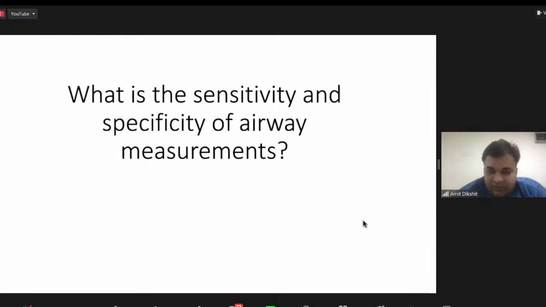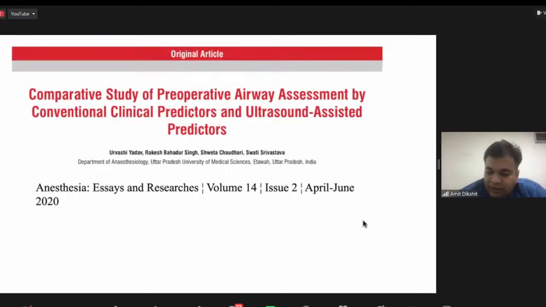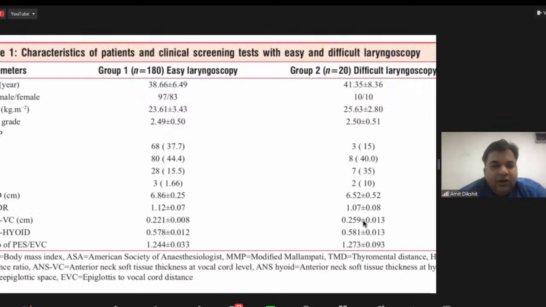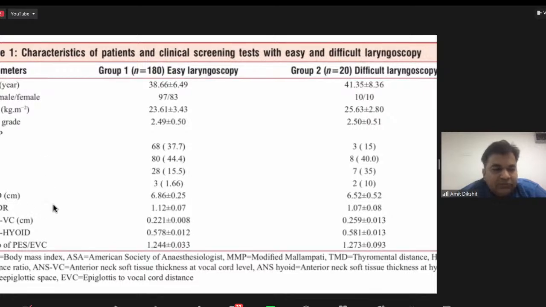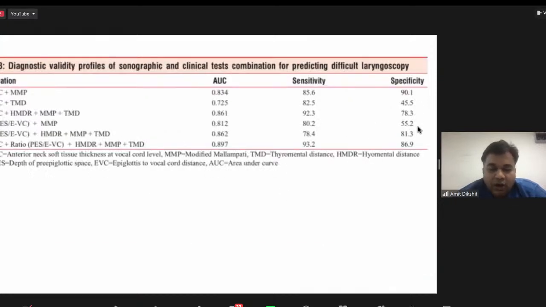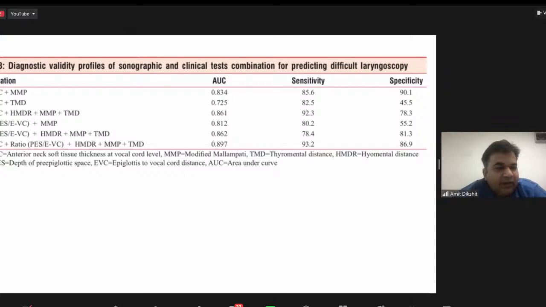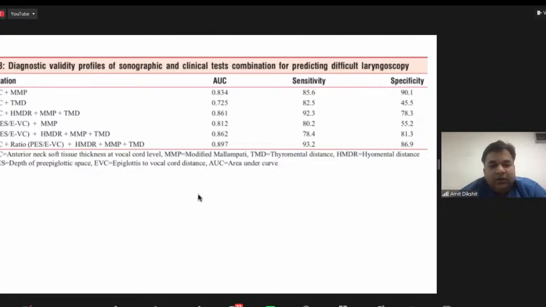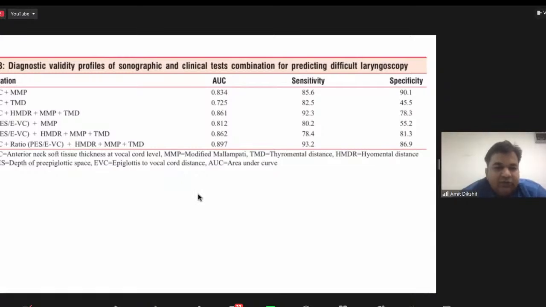So what are the sensitivity, specificity, measurements? This was another article in 2020. And I was just re-emphasizing this point that all these ultrasound parameters should be used in combination with Mallampati, with thyromental distance, with all the regular parameters. When we have combined this, then the specificity and sensitivity increases to near around 90%. So you can see here 93 and 86 when they have combined skin to anterior commissure distance, pre-epiglottic space to epiglottis and vocal cord ratio, hyomental distance ratio, the Mallampati and TMD, so thyromental distance. So combination strategy works very well.